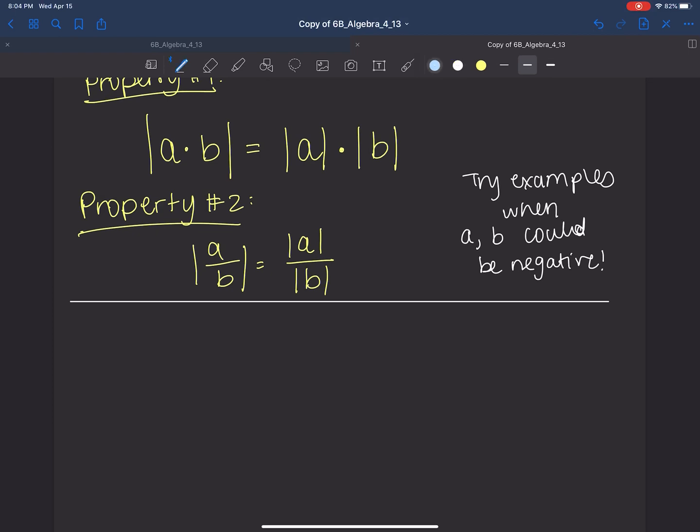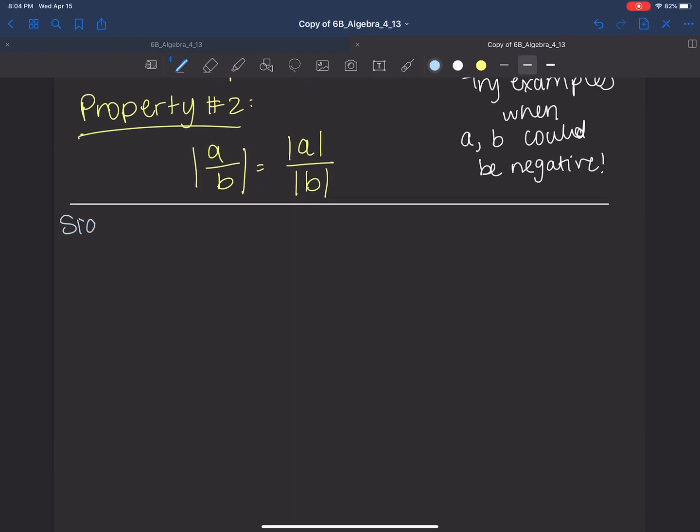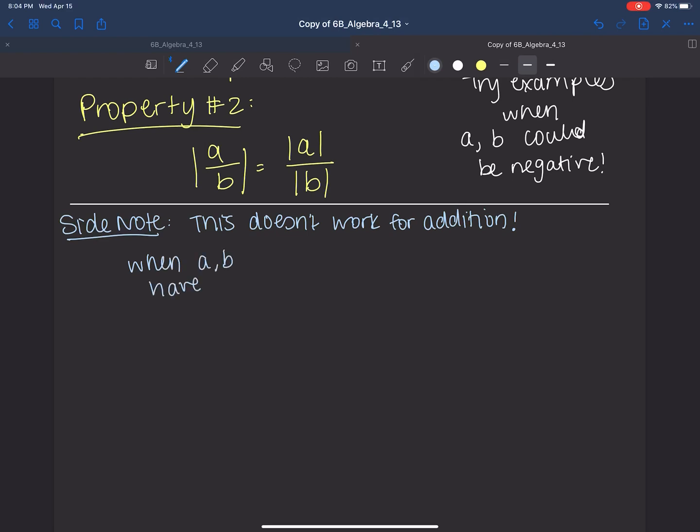Okay. Let's make a side note. This type of thing doesn't work for addition. And we saw in the quiz why not. We saw that when A and B have opposite sign, actually A plus B is not equal to the absolute value of A plus the absolute value of B.